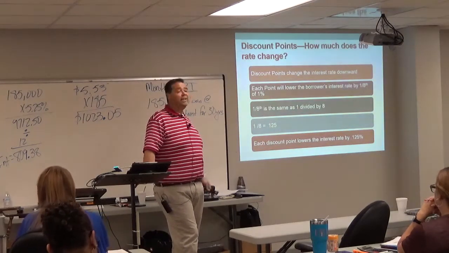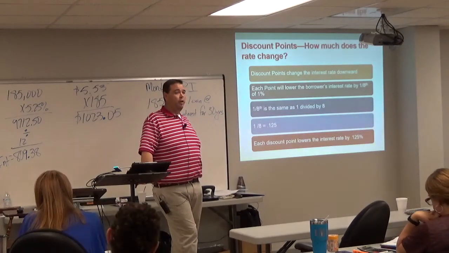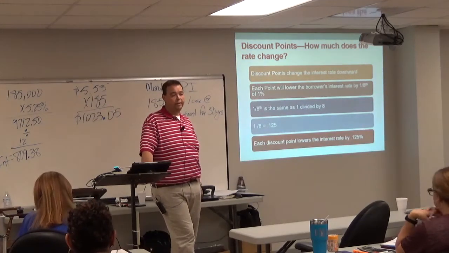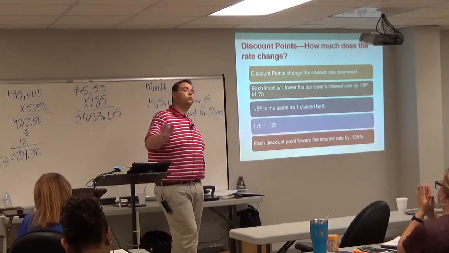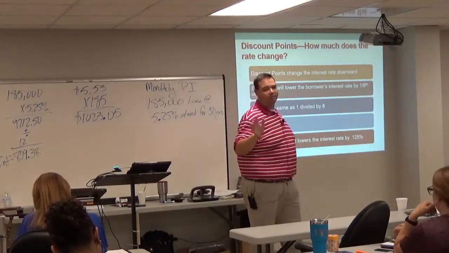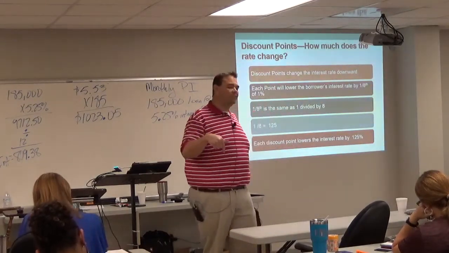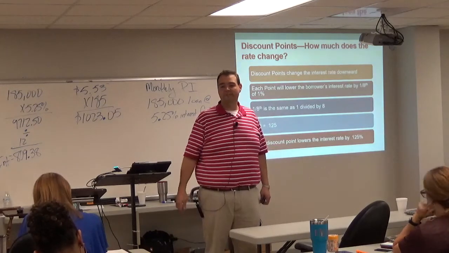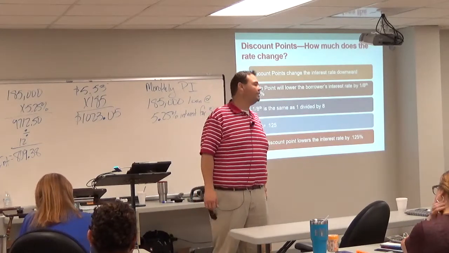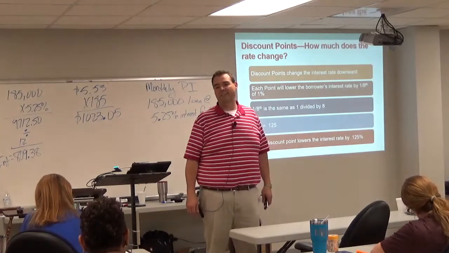So, 1 divided by 8 is what? 0.125. That number is a magic number because that's how much the rate is going to go down every time you purchase 1 discount point. So let's say the interest rate was 5 and you buy 1 discount point. Can you, in your calculator, just type 5 minus 0.125. What's the new interest rate? 4.875%. And it costs you 1% of the loan to make that happen.